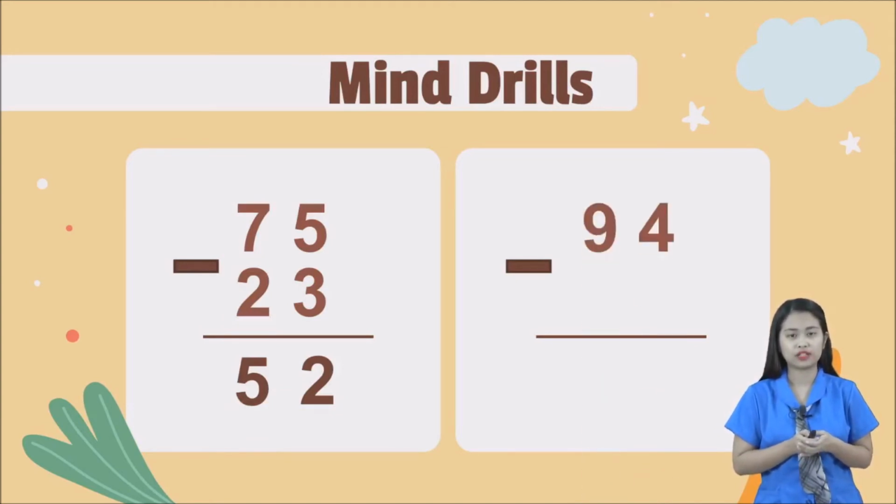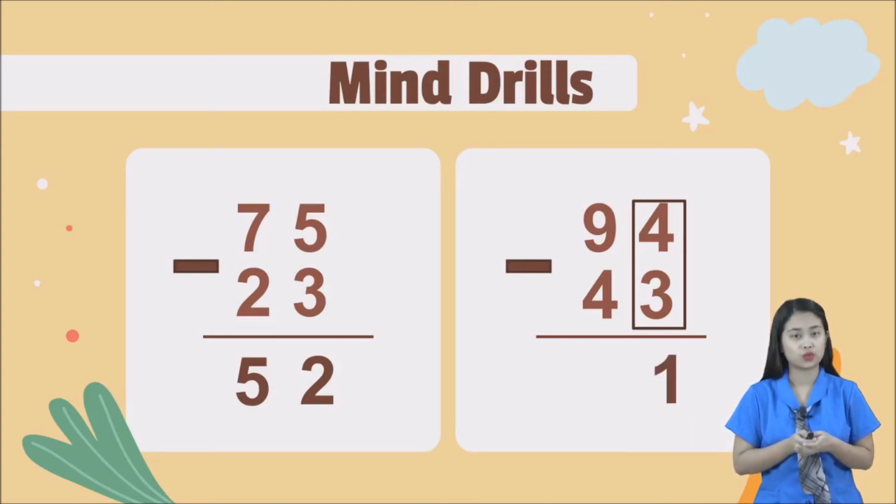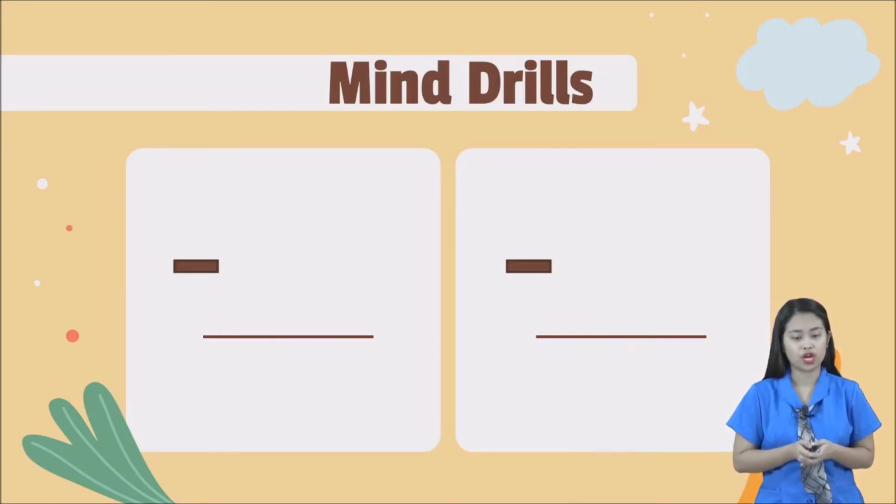Next, we have the given 94 and 43. So 94 minus 43. Ones place value, we have 4 minus 3, that is 1. And 9 minus 4 is equals to, very good, it's 5. So the answer is 51.